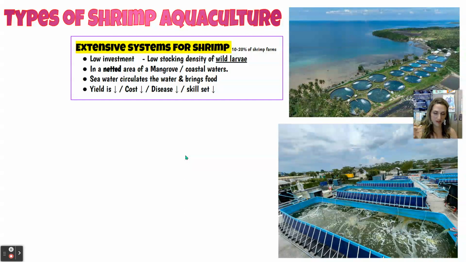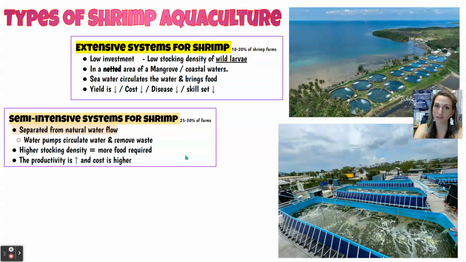Seawater circulates with the water, and it's going to bring in food. It's going to clean out any waste and bring in oxygen for respiration. The yield, or what you're actually going to be able to sell, is relatively low because you can't just increase the oxygen content so they can do respiration and grow. You can't add in more food. You can't add in a bunch of growth hormones or anything like that because it's open water. You really can't control it. So yield is low, cost is low, and the disease is low because there's not such a high stocking density to spread it around. The skill set required to do this is also low.